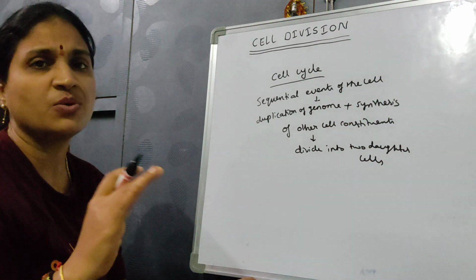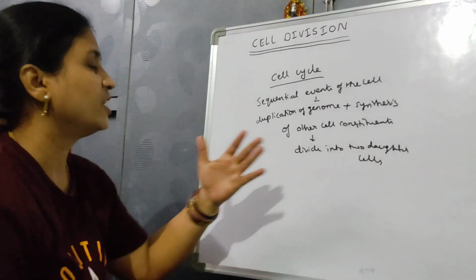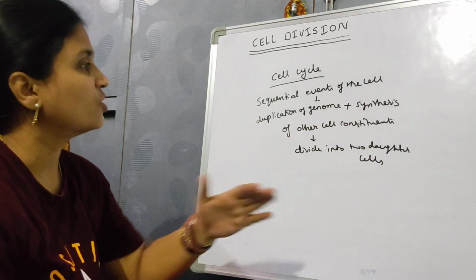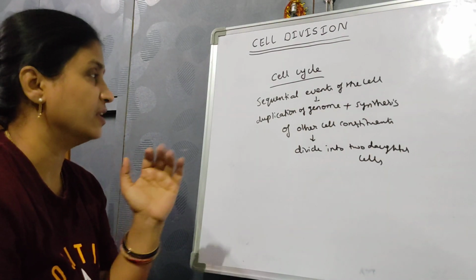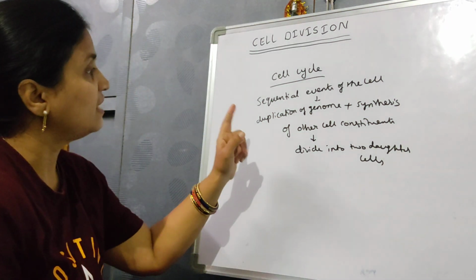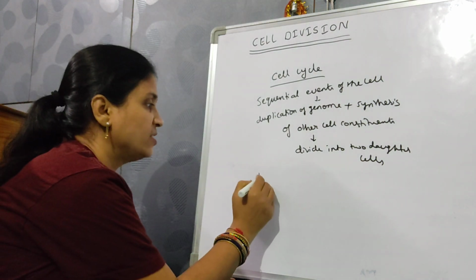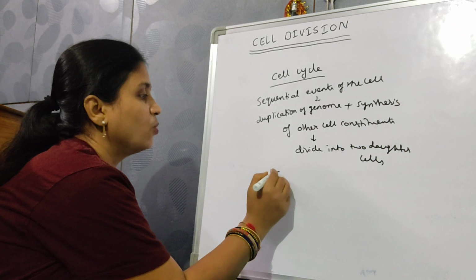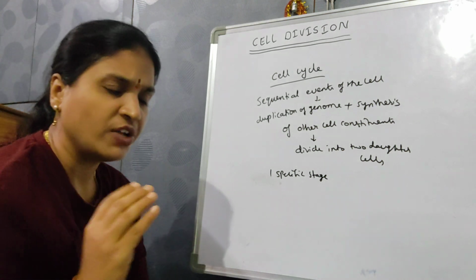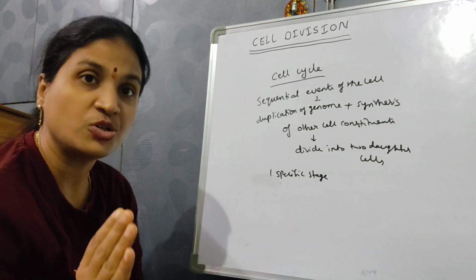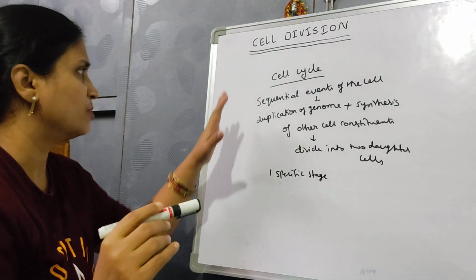It's a sequence of events for the duplication of the genome, meaning doubling of the chromosomes, then synthesis of other cell constituents and dividing into two daughter cells. In this cell cycle, DNA synthesis takes place at one specific stage. The replicated chromosomes are distributed to the daughter nuclei, and all these events are under genetic control. This is about the cell cycle.